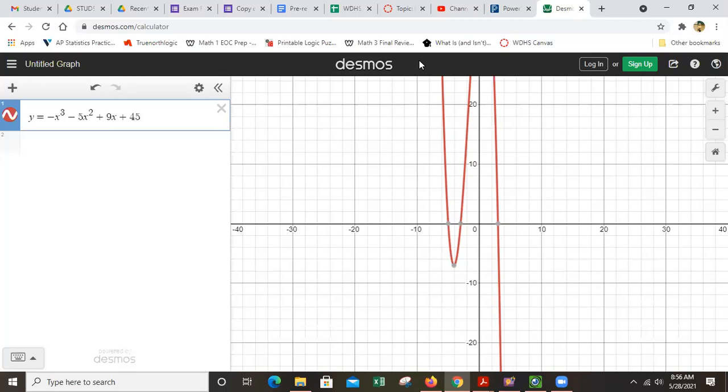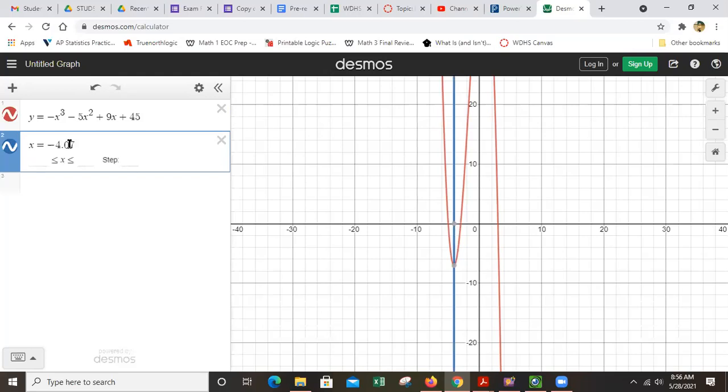Part C says the function is decreasing where x is less than negative 4.07. So I'm going to put that in, negative 4.07. So you guys can see that blue line that's on there. Which way would be less than? What would be less than that blue line? Yeah, to the left. So it says to the left of that blue line, the function is decreasing.